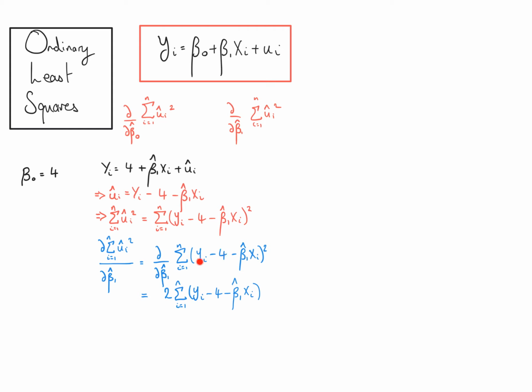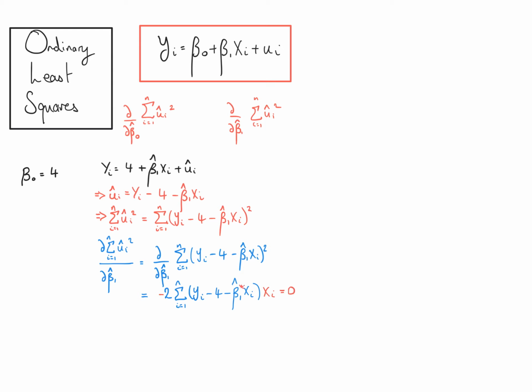Differentiating y with relation to beta 1 hat is 0, differentiating 4 with relation to beta 1 hat is 0, but differentiating minus beta 1 hat xi with relation to beta 1 hat is just minus xi. So that's going to be multiplied by xi, and then it's a minus sign. Then in order to find the optimal beta 1 hat, we set that equal to 0.